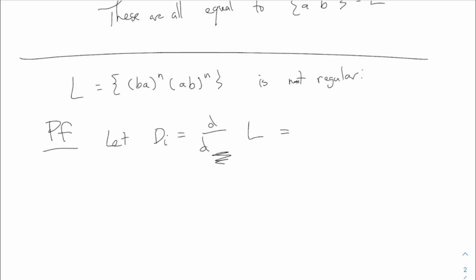Any ideas for this one? Yeah. Yeah, how about BA in parentheses to the power I? This will cancel, come on, BA to the I. I like that.